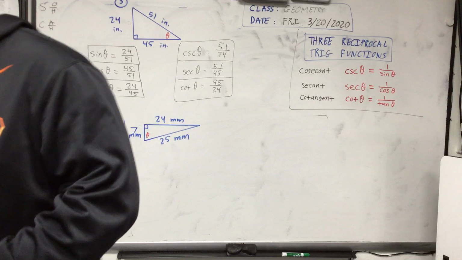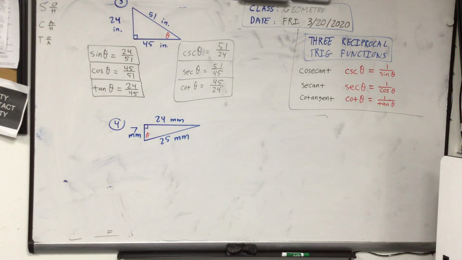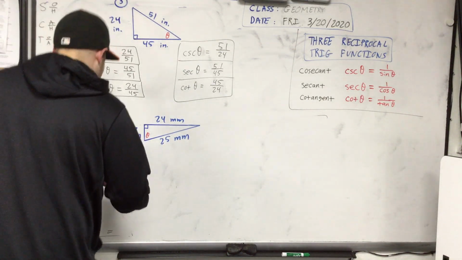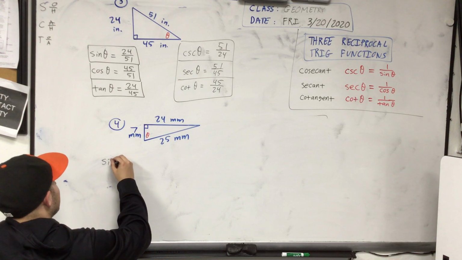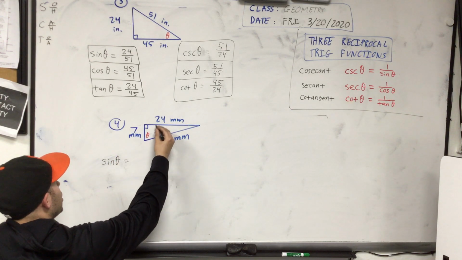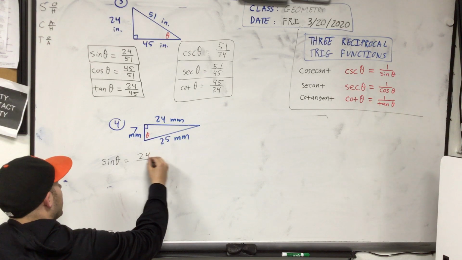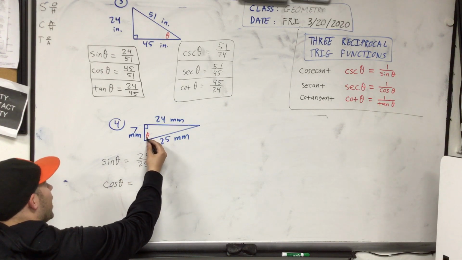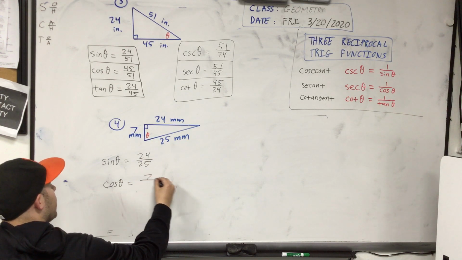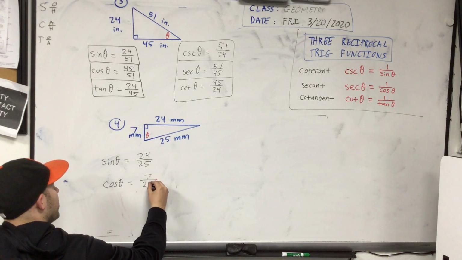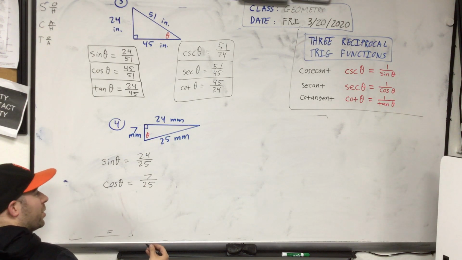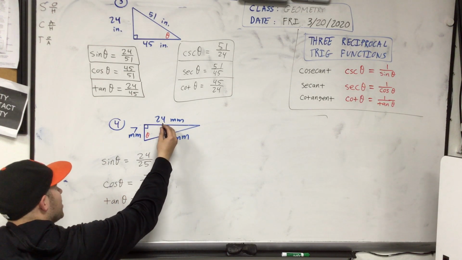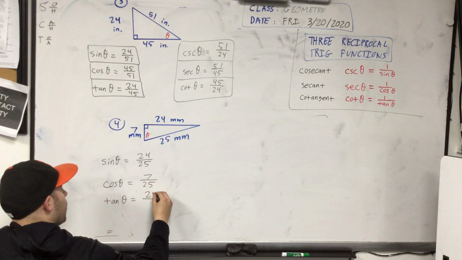Okay. Finally, on number 4, we're going to figure out the sine, cosine, and tangent, and the cosecant, secant, and cotangent. So the sine of angle theta, looking at the theta, we've got 24 over 25. So, ka, the cosine. The adjacent side of angle theta is 7. The hypotenuse of the triangle is 25, so the cosine ratio is 7 over 25. The tangent of angle theta would be the opposite side over its adjacent side, so that'd be 24 over 7.